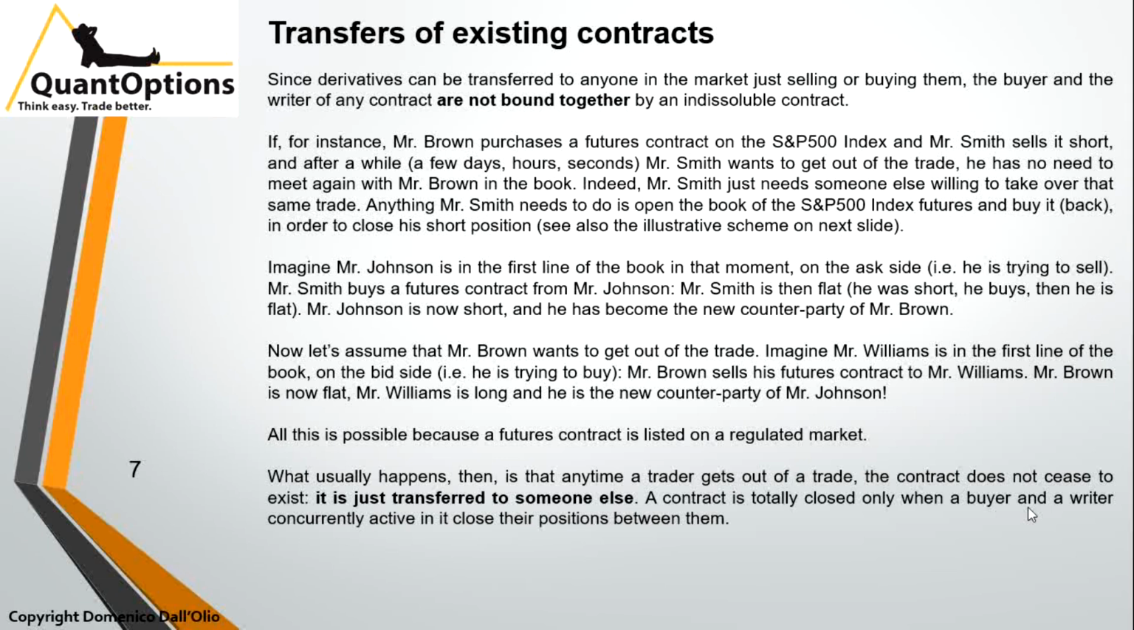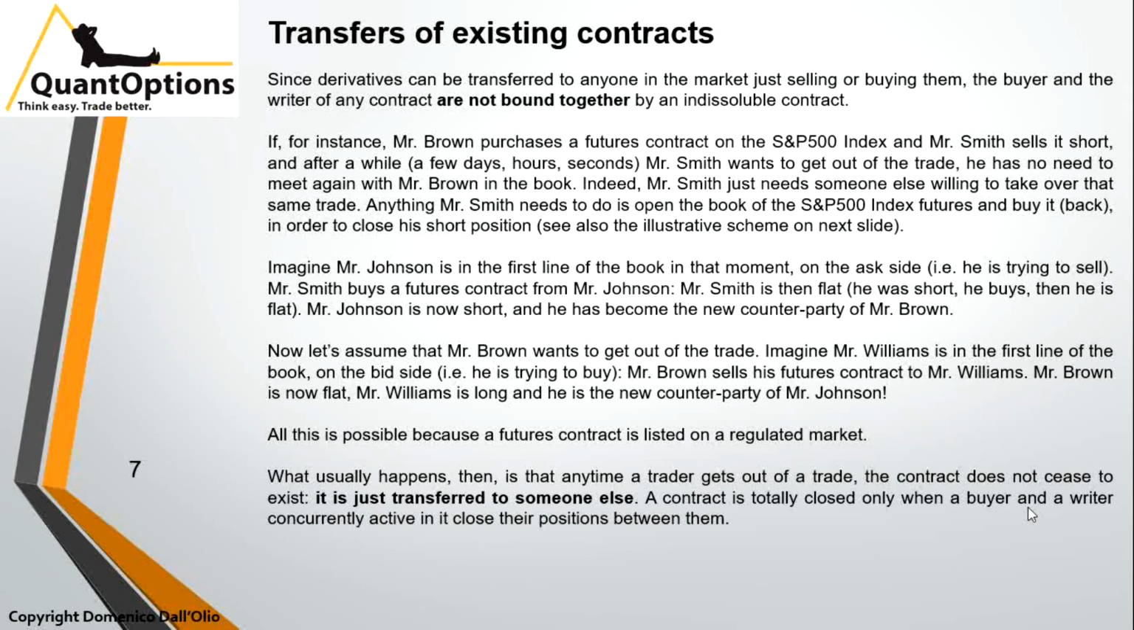He is short, so to get out he just needs to buy it back. Now imagine that Mr. Johnson is in the first line of the book at that moment on the ask side. He is trying to sell, so he could be the counterparty of Mr. Smith. Mr. Smith needs to buy, so he needs to find someone willing to sell. Mr. Smith buys a futures contract from Mr. Johnson. Mr. Smith is now flat because he was short, he buys, then he is flat. Mr. Johnson is now short, and he has become the new counterparty of Mr. Brown.